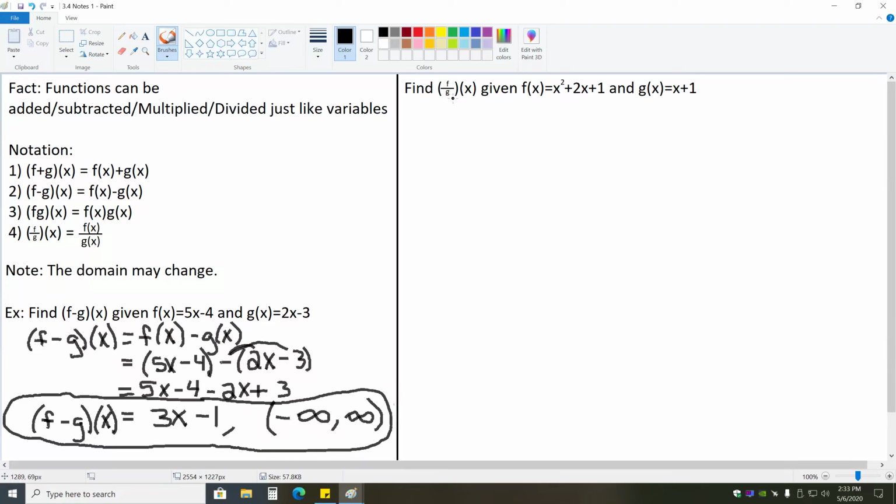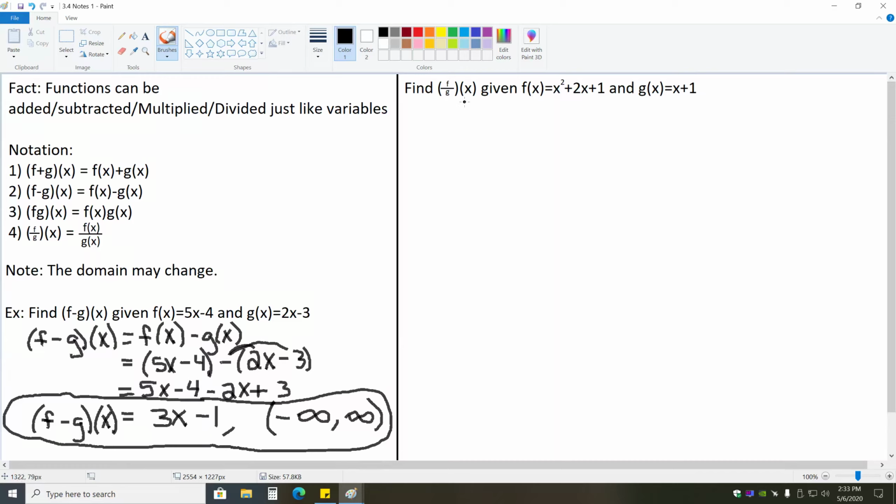The next example, go ahead and take a moment, try this out. It's a bit trickier, but it follows the same process. See if you can get through as much of this as you can.